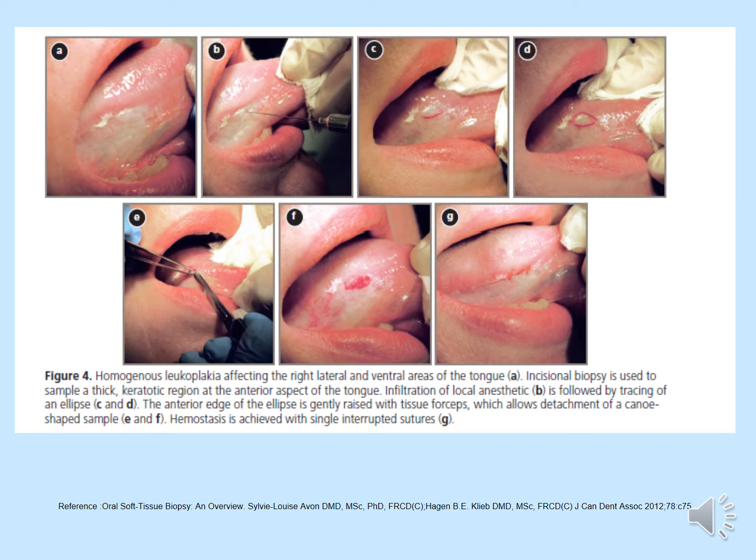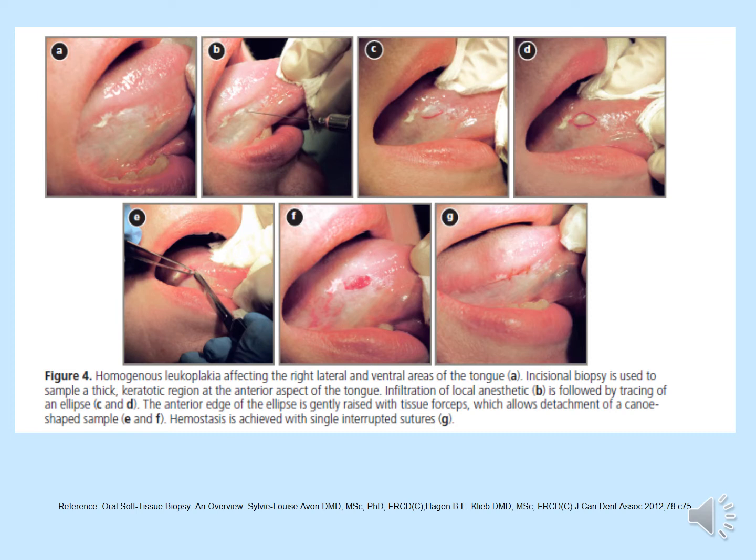All right. Thereafter, the anterior edge of the ellipse is gently raised with a tissue forceps, which allows the detachment of the ellipse-shaped tissue. Okay, and once that's detached, you use the scissors and cut it out and detach it from the mucosa, and then the biopsy is taken.